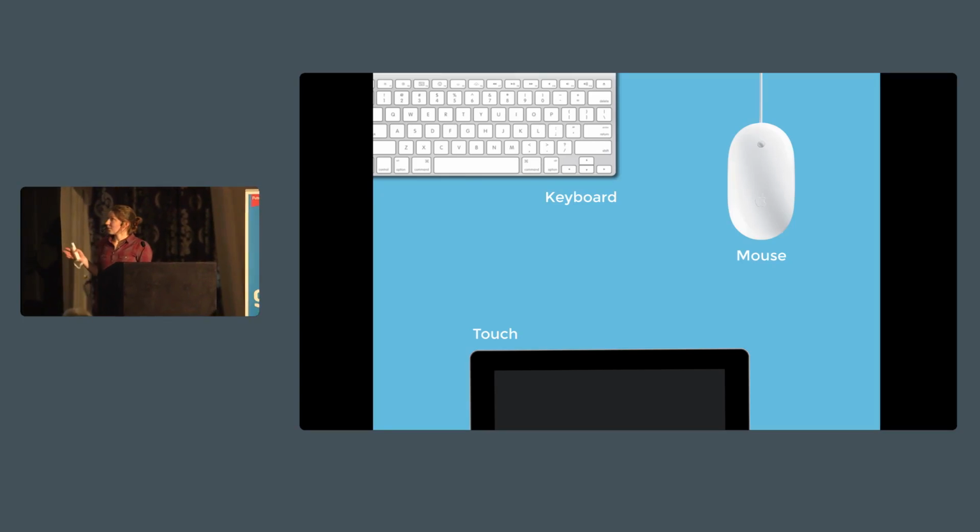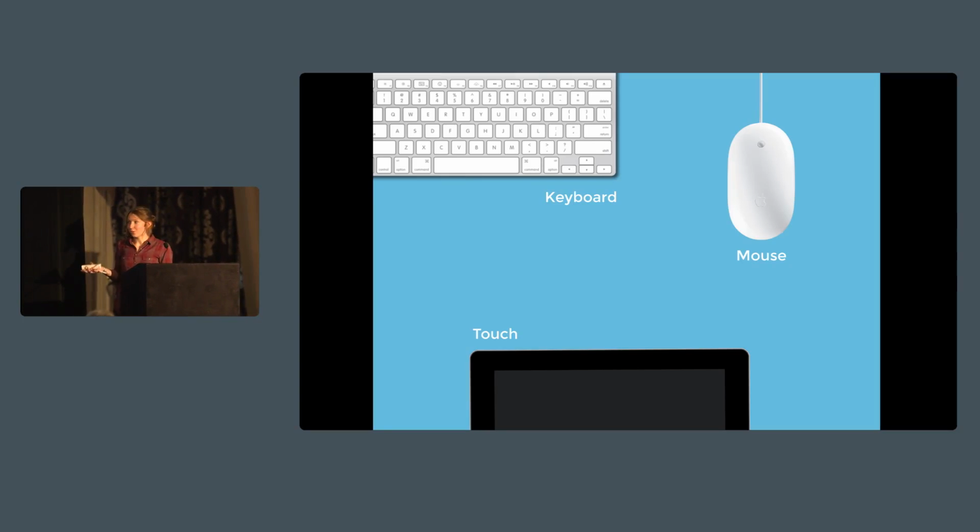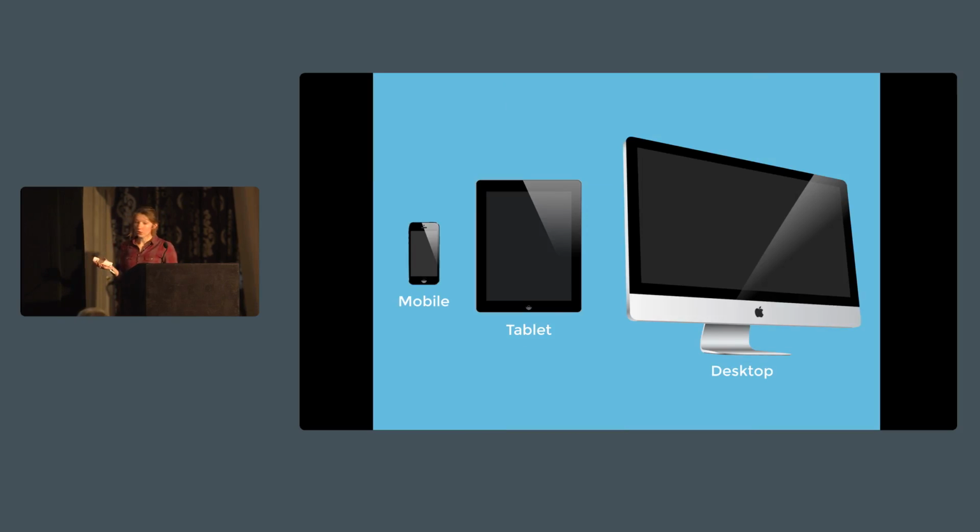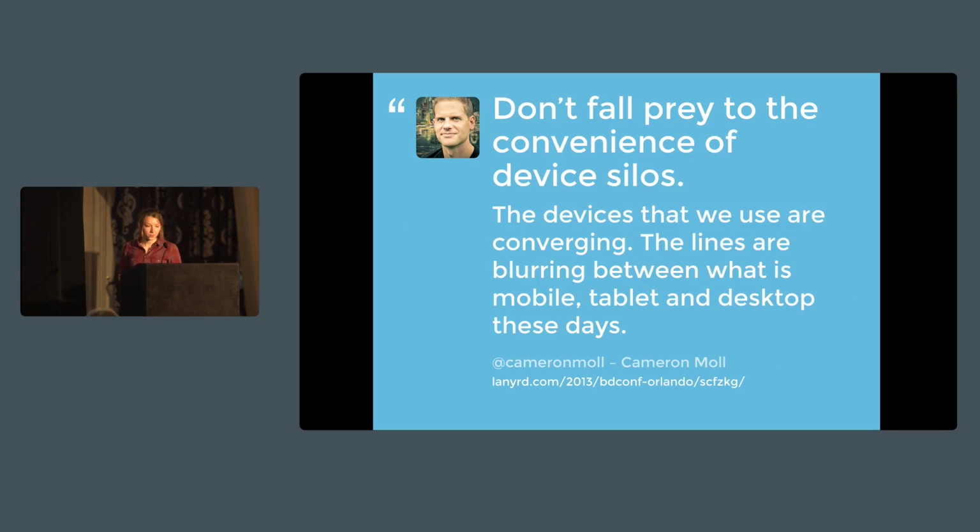So these are the three forms of input that we consider at the moment, so keyboard, mouse, and touch. We tend to pigeonhole devices like this, but it's not really a sustainable model. There are so many in-betweens and outliers. Cameron Moll calls these pigeonholes device silos. And they just don't hold up anymore.